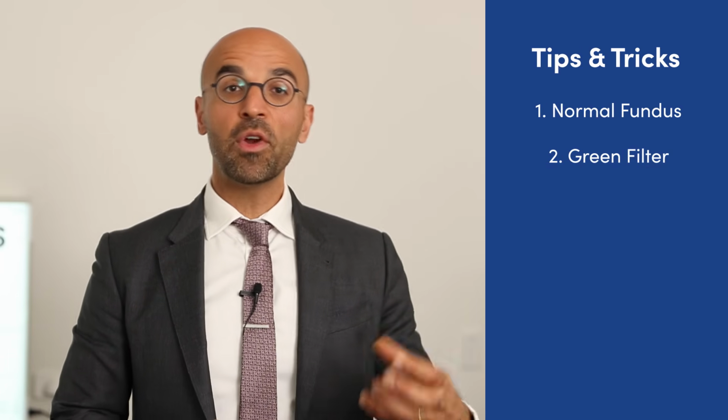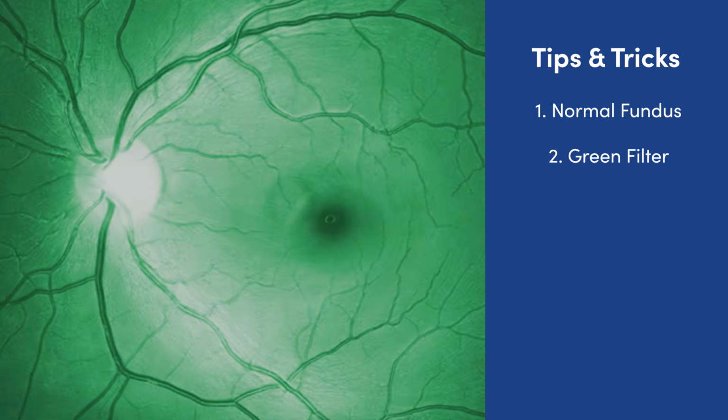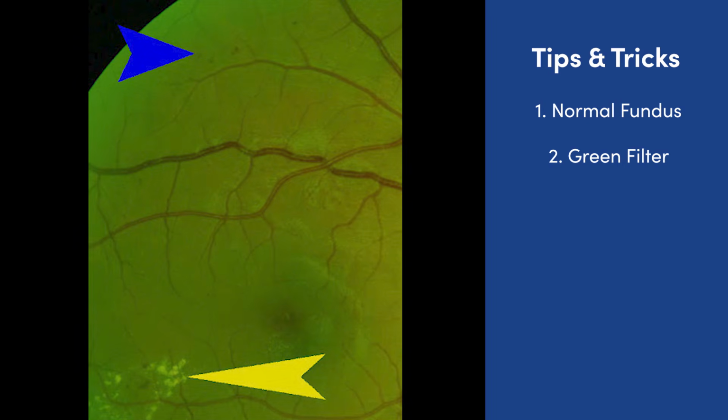point for beginners. The green filter, also known as the red free filter, is good for highlighting red structures, such as the outline of blood vessels, as well as microaneurysms, also known as dot hemorrhages, which might be otherwise difficult to detect in diabetic retinopathy.